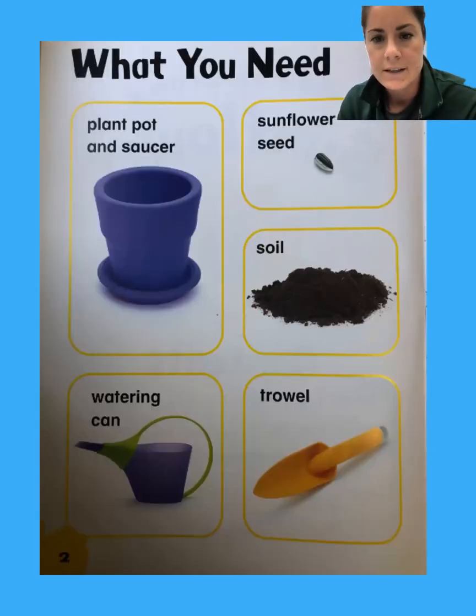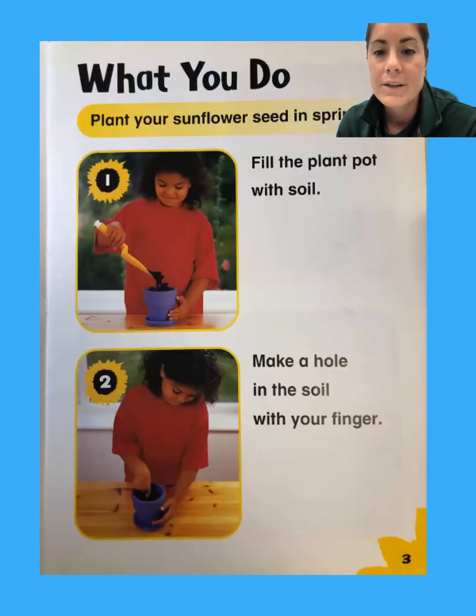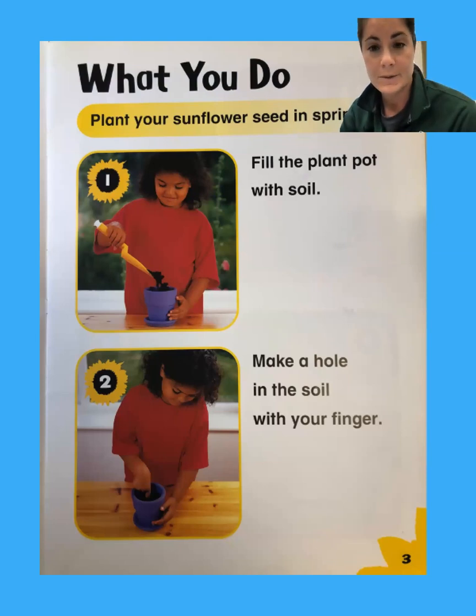Okay, so how to grow a sunflower. This is kind of just a list of what you need. If we were actually going to do this, you need a plant pot and saucer, a sunflower seed, soil, a watering can, and a trowel, which kind of looks like a shovel to me. What you do, that's a heading right there, right? The heading up top: plant your sunflower seeds in spring. Ooh, hey, we're in spring right now. So if anyone wants to grow a sunflower, you've got to do it now.